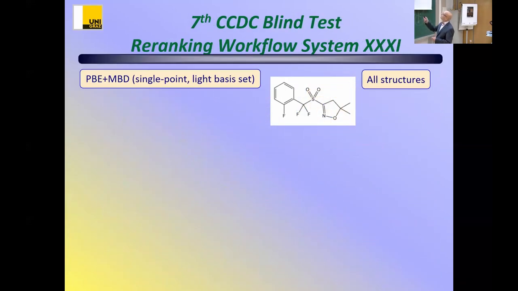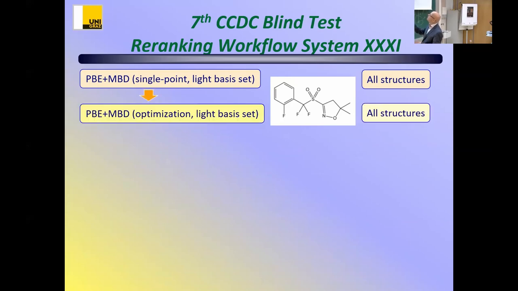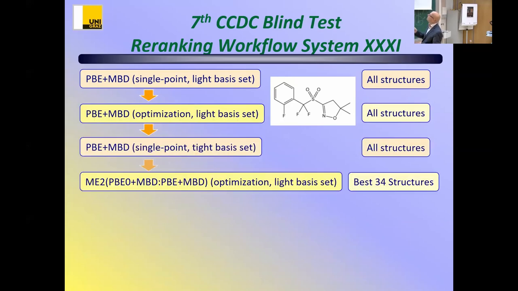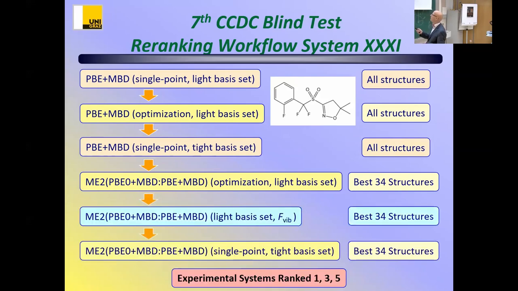Okay, so for the re-ranking, there we did quite well actually, because if you do this, you can now do a hierarchical system again. So you do PBE plus MBD for a single point with a light basis set. You optimize it, you go to larger basis sets, and then we apply our methods that I've been showing you. And if we did this, we ranked the experimental systems as number one, or experimentally three polymorphs, which were found as number one, three, and five, which is a rather good result.